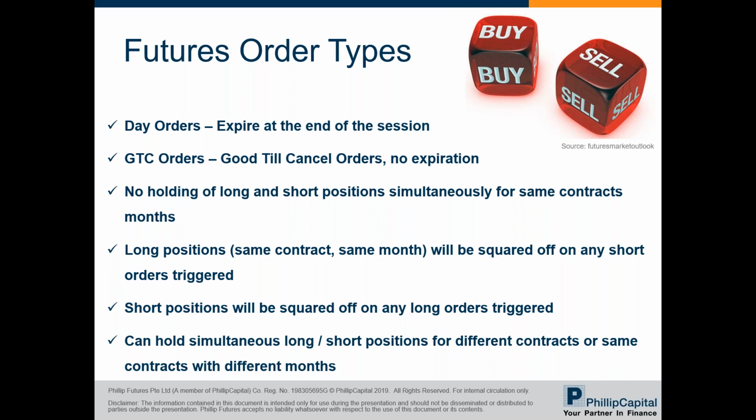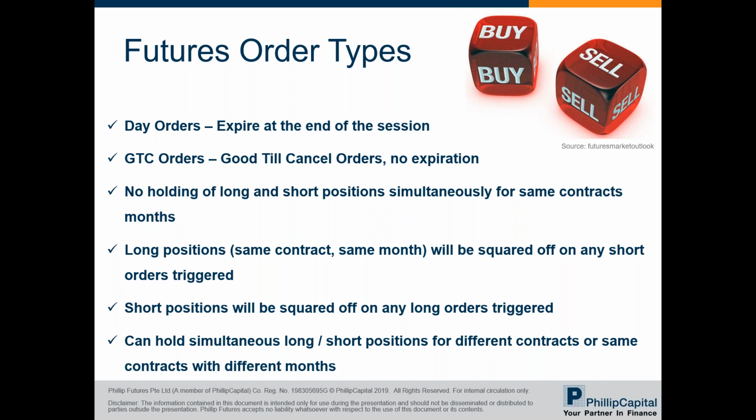So no holding of long and short positions simultaneously for the same contract months. For example, if you're trading the Dow Jones September contract, you are not allowed to hold long and short positions. If you have a long position, it'll be squared off on any short orders triggered or executed. So in my next point, that highlights that long positions for the same contract, same month, will be squared off on any short orders triggered. And then similarly, short positions will be squared off on any long orders triggered.